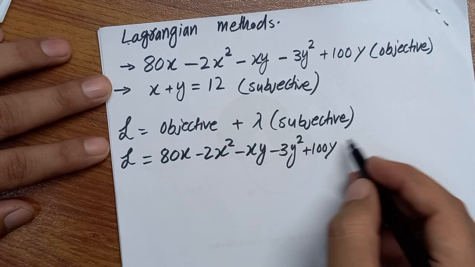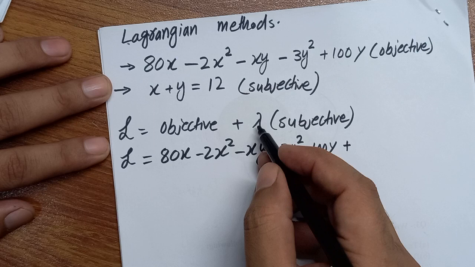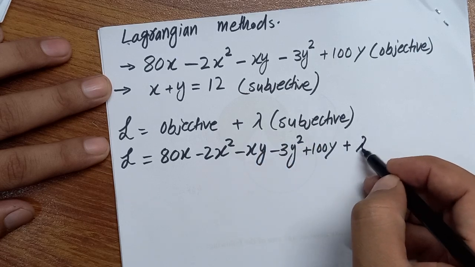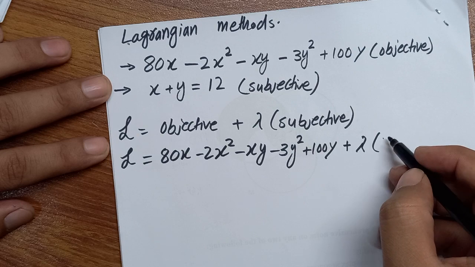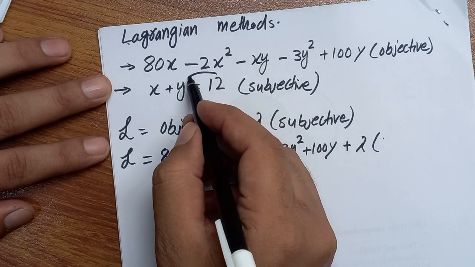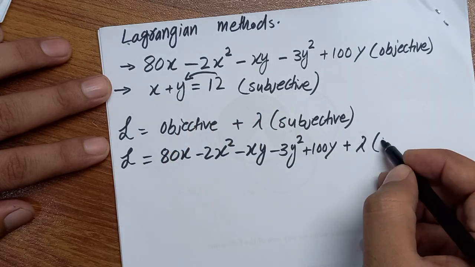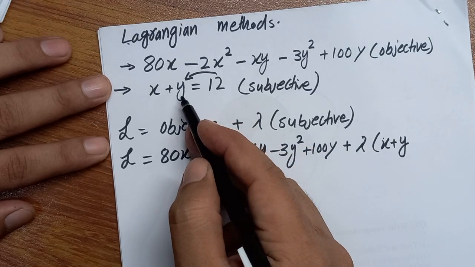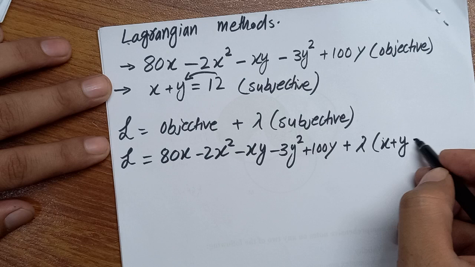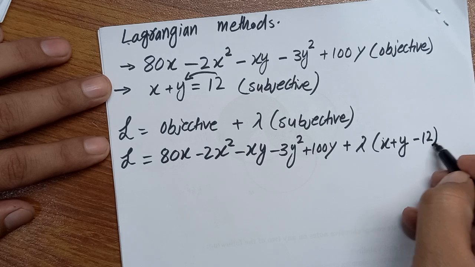Then we have lambda addition, then we have lambda, and we have the subjective function here. So we shift this to this place. So x plus y, when it is transferred to the other side, will be equal to minus 12.